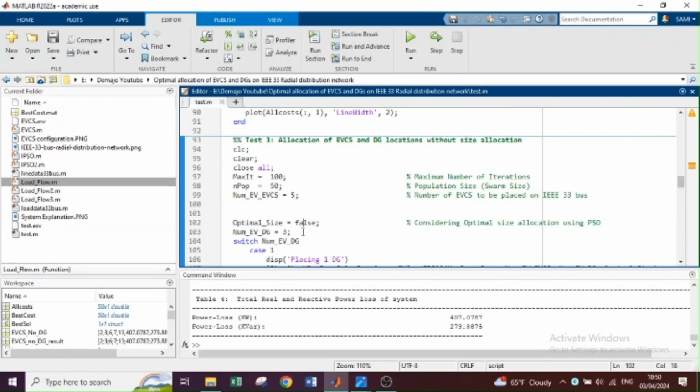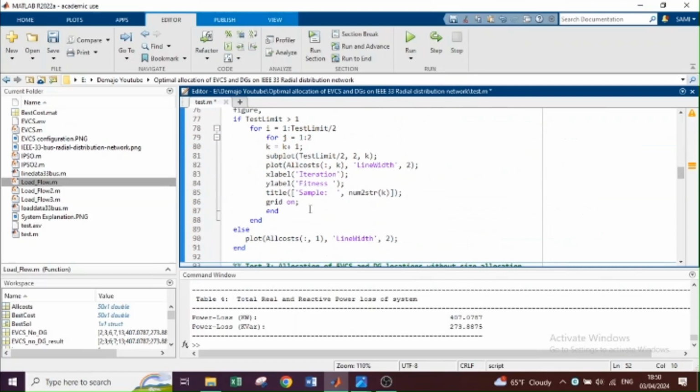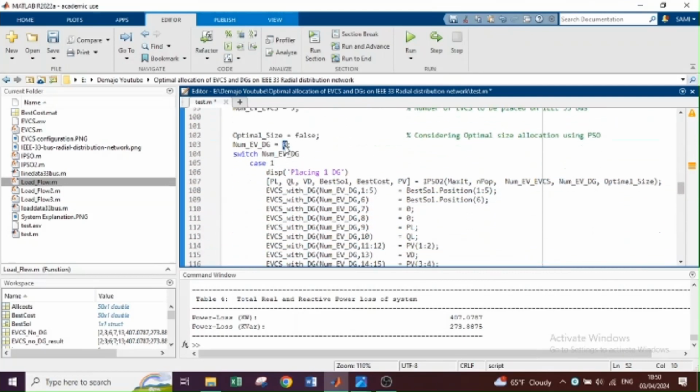Now we do not let the optimal size be true, because we want to have constant sizes. And the number of DGs for this test is going to be 3. You can go ahead and select any number of DGs you like: 1, 2, 3. Maximum 3 DGs are allowed in this project.